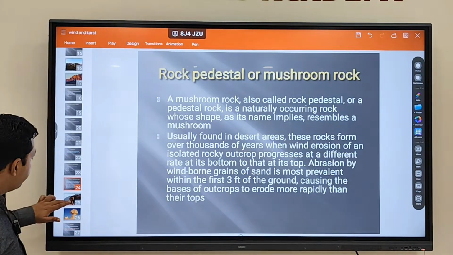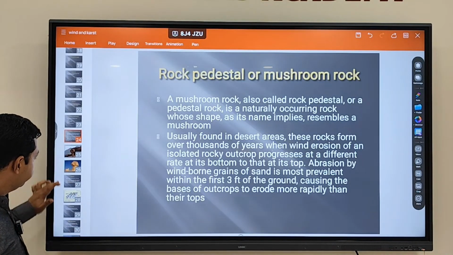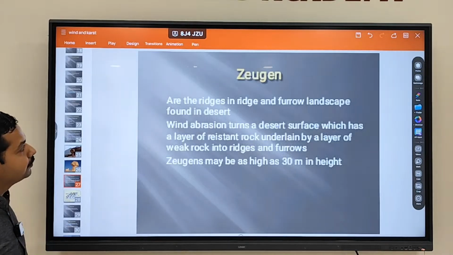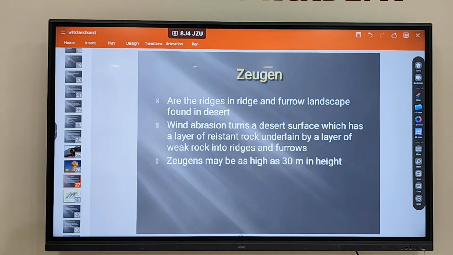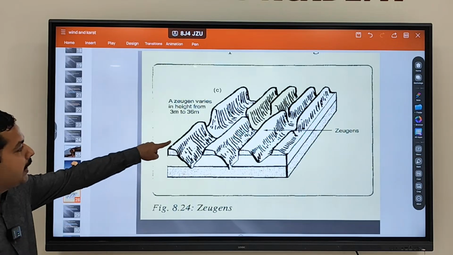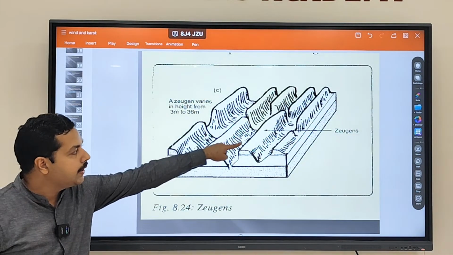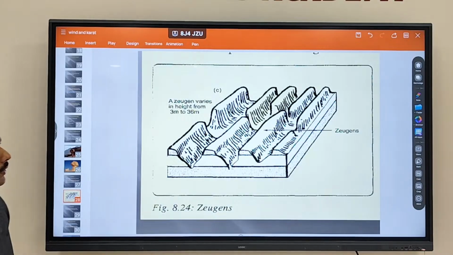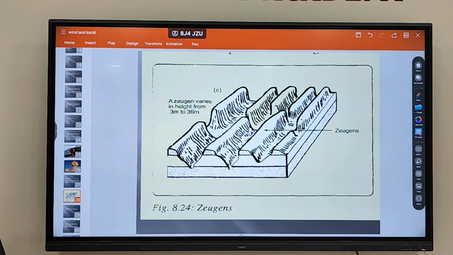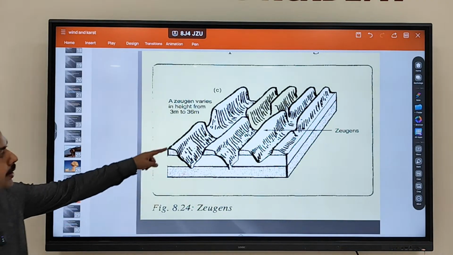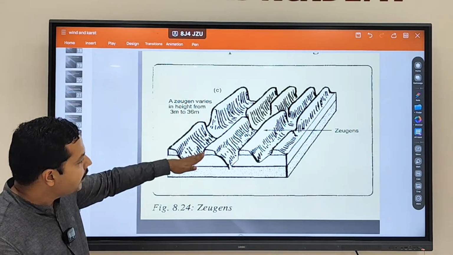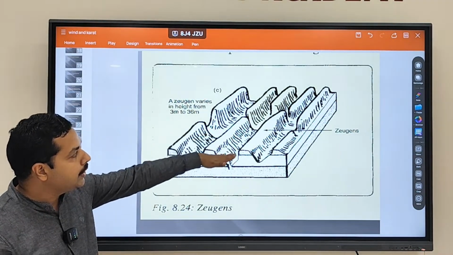Now the second you have is a Jugan and Yardang. So this is what we call a Jugan. Jugan is basically a ridge and furrow landscape. So like this, you'll find highland, lowland, highland, lowland, highland, lowland. This is called a Jugan. Jugan is what? Ridge and furrow.